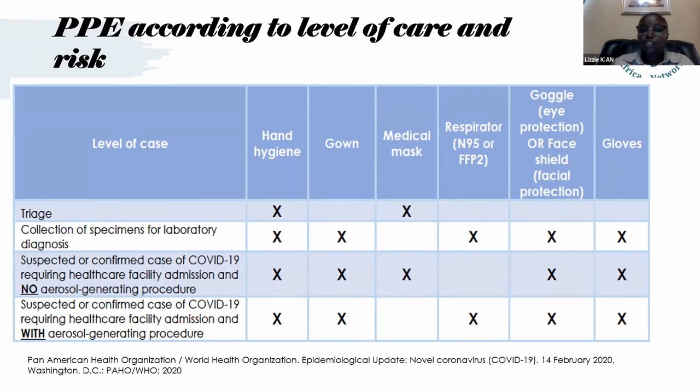And if you are looking after a suspected or confirmed case of COVID-19, but not carrying out any aerosol generating procedures, you have to perform your hand hygiene, you don your gown, you put on your medical mask and your goggles and the gloves. However, if you are performing aerosol generating procedures, you then have to use a respirator instead.